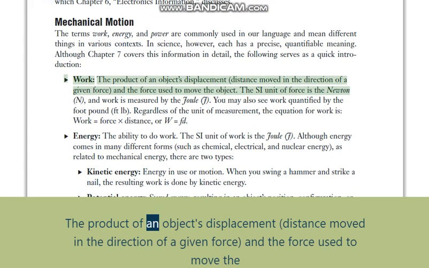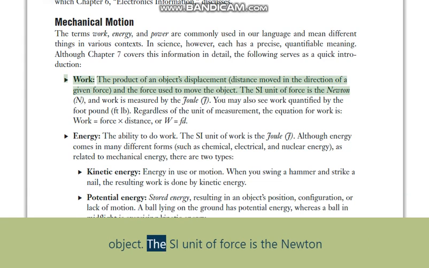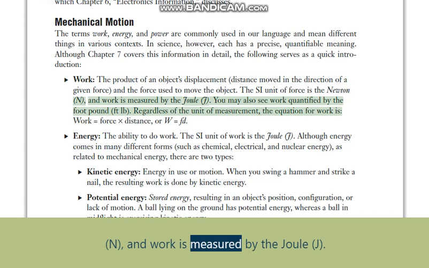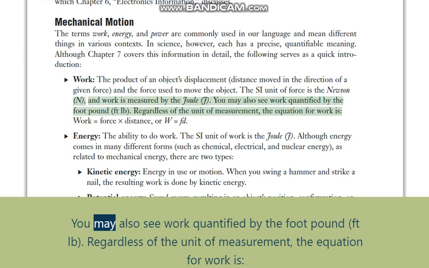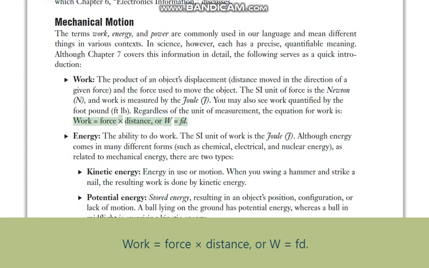Work: the product of an object's displacement (distance moved in the direction of a given force) and the force used to move the object. The SI unit of force is the newton, N, and work is measured by the joule, J. You may also see work quantified by the foot-pound, ft-lb. Regardless of the unit of measurement, the equation for work is work equals force times distance, or W = Fd.